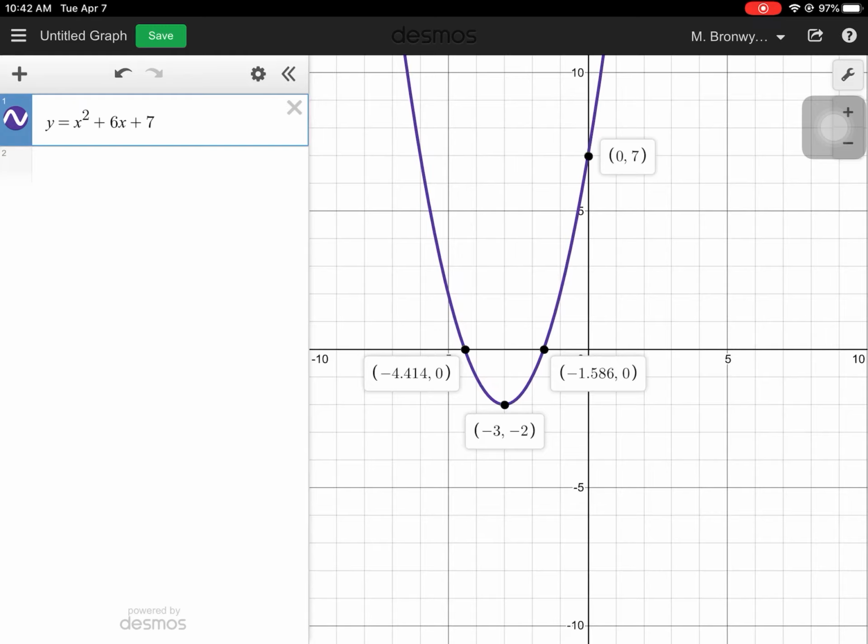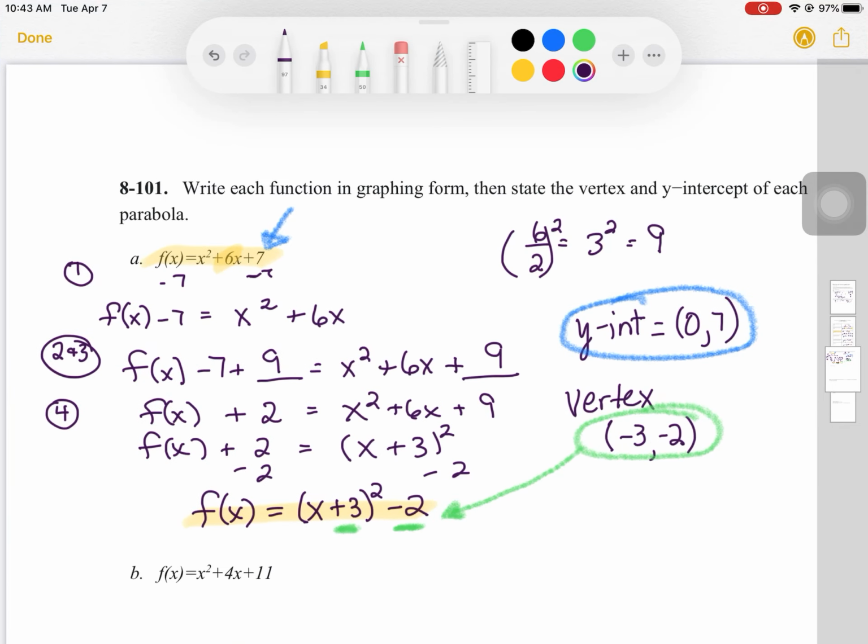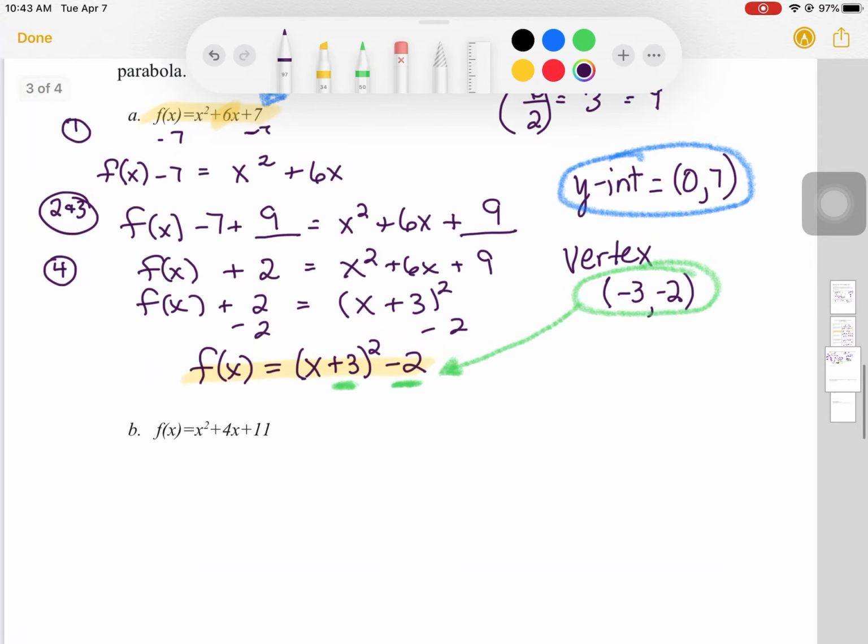But again, we do have the vertex at -3, -2. We do have our y-intercept at 0, 7. We would at least be able to get this point, and its mirror image over on the other side. That makes it kind of easy to work with. And once you have the vertex, we would even be able to then plug in some points just to get some values if we wanted to.